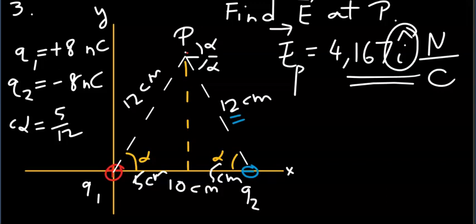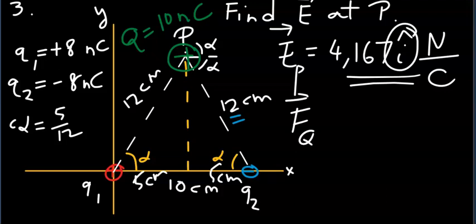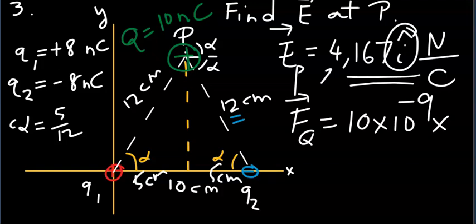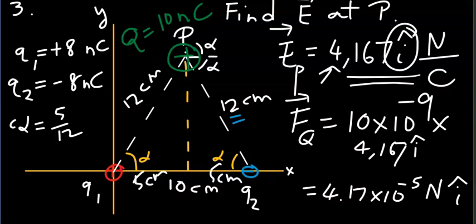Now let's assume for a moment that I place a charge capital Q with strength 10 nanocoulomb at point P. What is the force on that capital Q? The force on that charge capital Q is the charge strength, which is 10 times 10 to the power minus 9, times the electric field at that point, which is 4,167 i hat. And that's going to be 4.17 times 10 to the power minus 5 newtons in the direction of i hat.